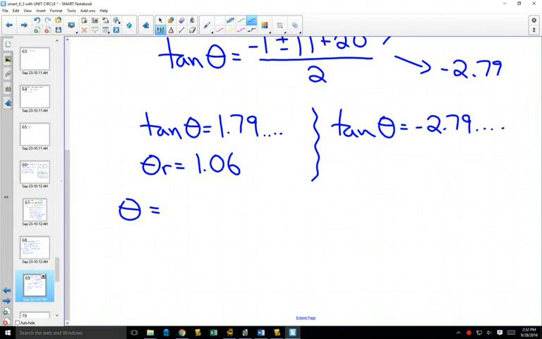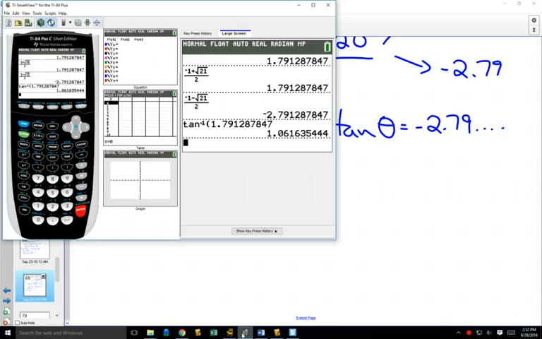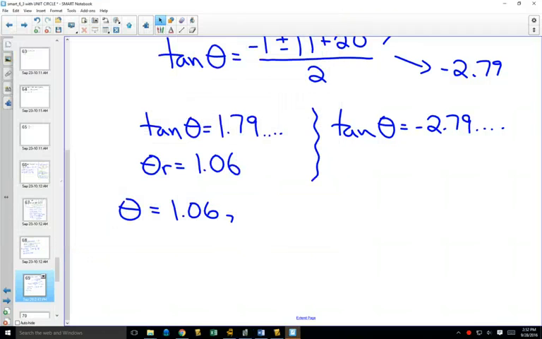If that's my reference angle, here tan is positive, so it's going to be in quadrant 1 and quadrant 3. In quadrant 1, it will be identical to our reference angle. In quadrant 3, I'd have pi plus my reference angle, 4.20. So those will be the two answers for our first tan value.